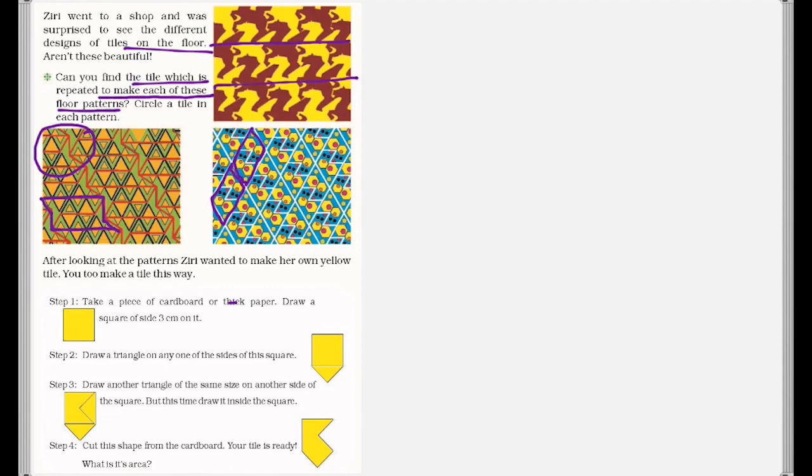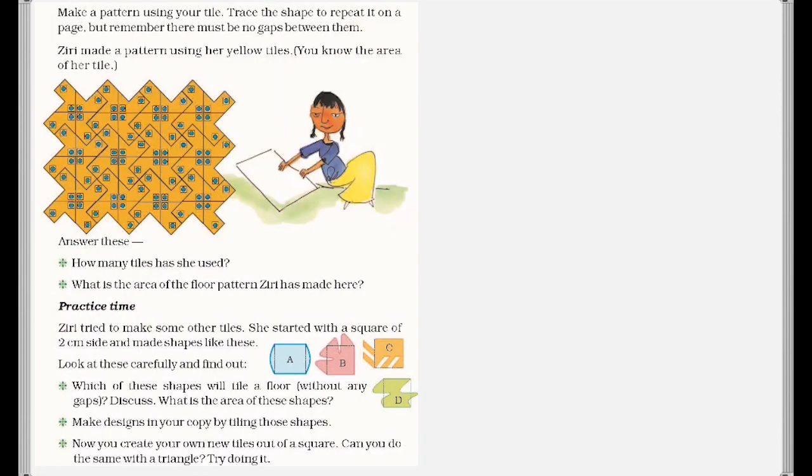Now after looking at the patterns, Ziri wanted to make her own yellow tile. To make a tile in this way, these are the steps written which you can perform and make a tile of your own. So make a pattern using your tile. Trace the shape to repeat it on a page. But remember, there must be no gaps between them.